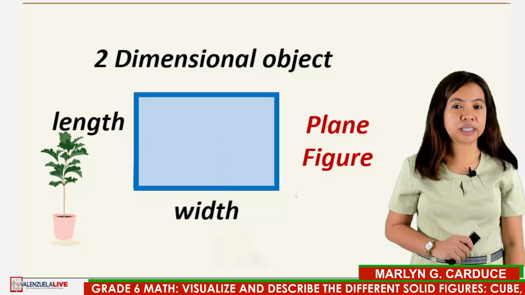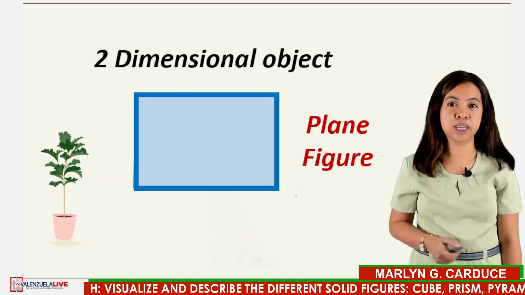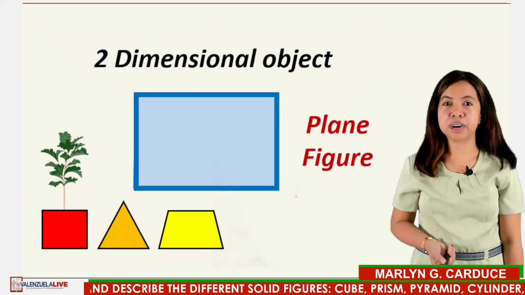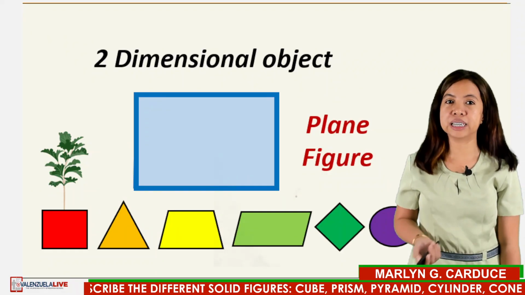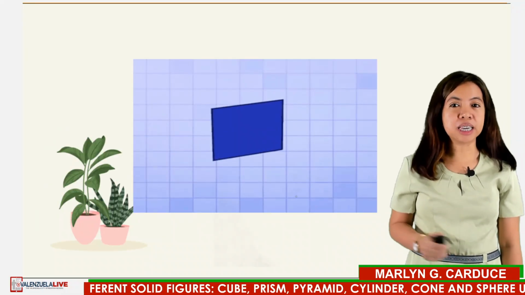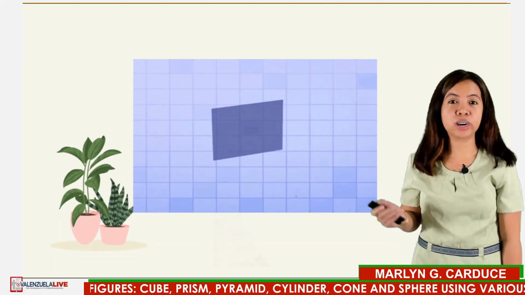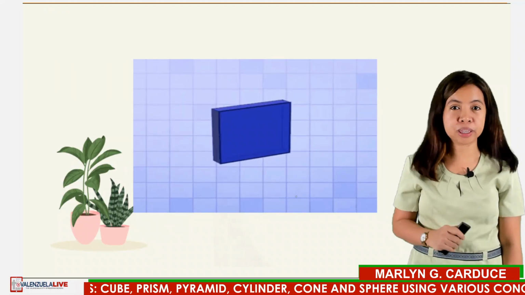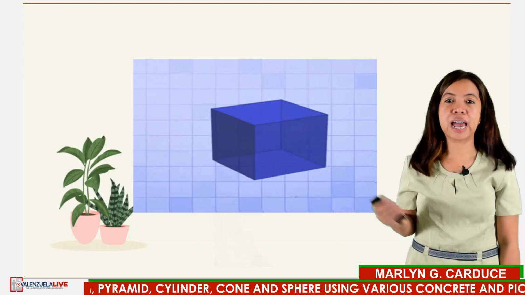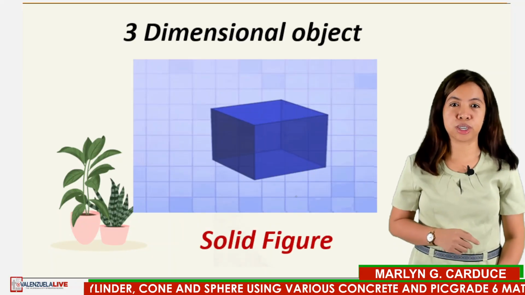This rectangle is not the only example of plane figures. We also have different examples such as square, triangle, trapezoid, parallelograms, rhombus, and circles. Now, imagine that we take this two-dimensional figure and move or extend it in a direction perpendicular to its surface by a certain distance. It forms a three-dimensional figure. That's called a solid figure.